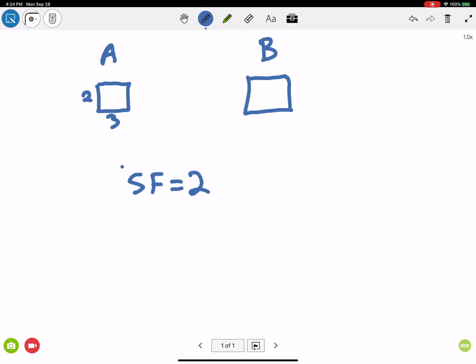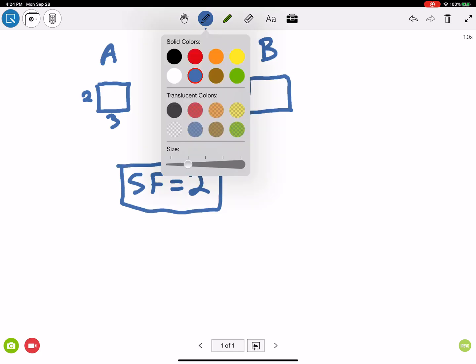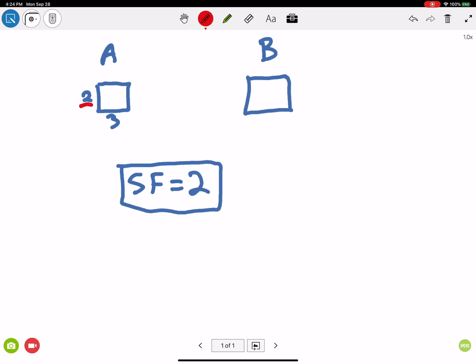So if I have a scale factor of 2, this means that I'm going to take each of these sides and multiply them by 2. Well, 2 times 2 is 4, which is right here. And 3 times 2, which is my scale factor, is 6. Which just means that I doubled the dimensions of this box.